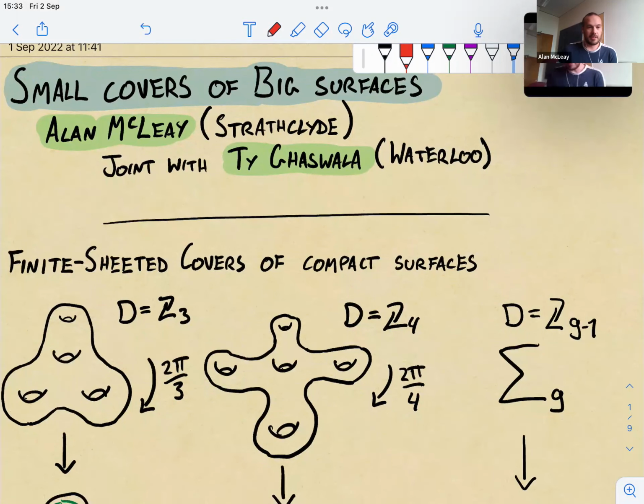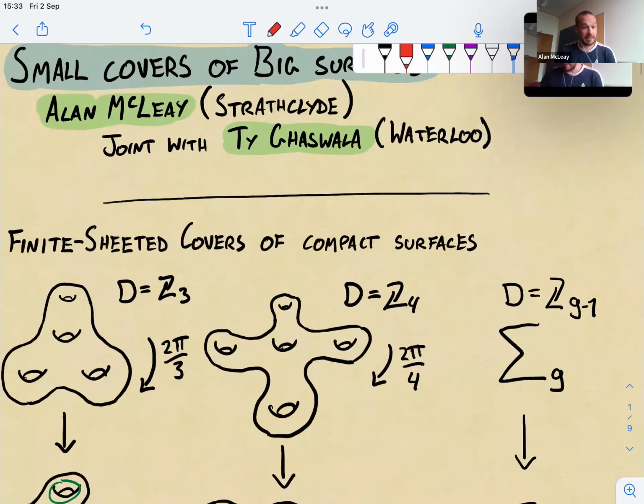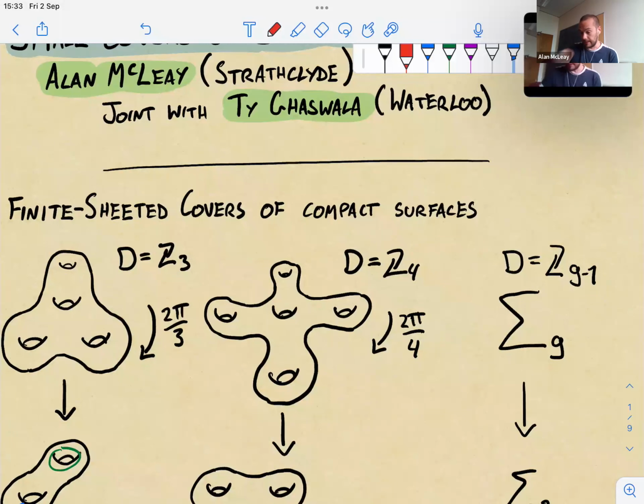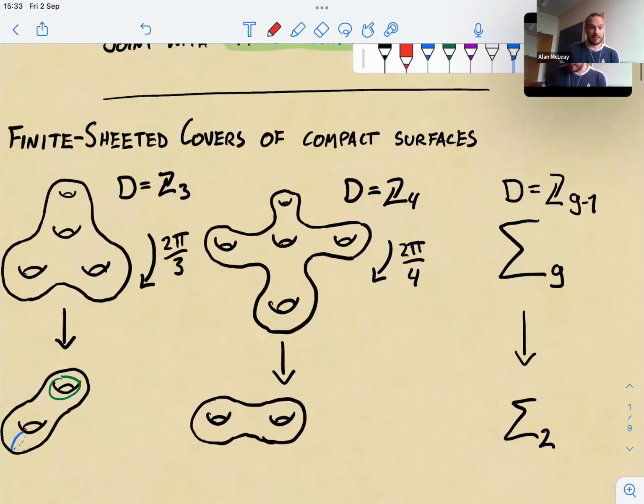So by a small cover, I mean a finite-sheeted cover. And it's always covers of surfaces. I always think about surfaces. I generally study mapping class groups and things like this, so this is why I look at surfaces. So finite-sheeted covers of compact surfaces. Let's start there. I've got very limited imagination when it comes to these things. So what I generally just think of is regular covers, and when I think about regular covers, I just think about cyclic covers. And when I think about cyclic covers, I just embed a surface somehow in 3 dimensions and act on it and think about the quotient space.